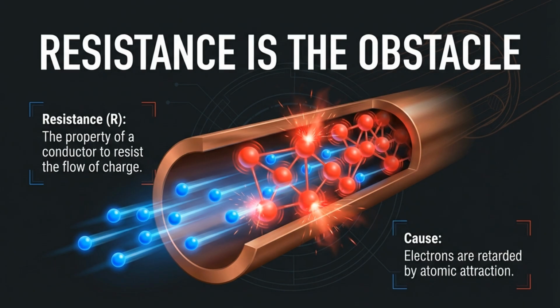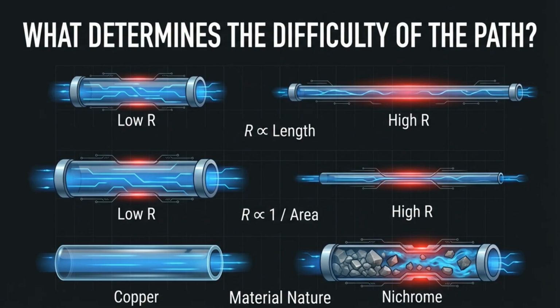Resistance is the property of a conductor to resist the flow of charge. This obstacle is caused by the electrons being retarded by atomic attraction within the material. The difficulty of the path is determined by several factors. Resistance is proportional to the length of the conductor and inversely proportional to its cross-sectional area.